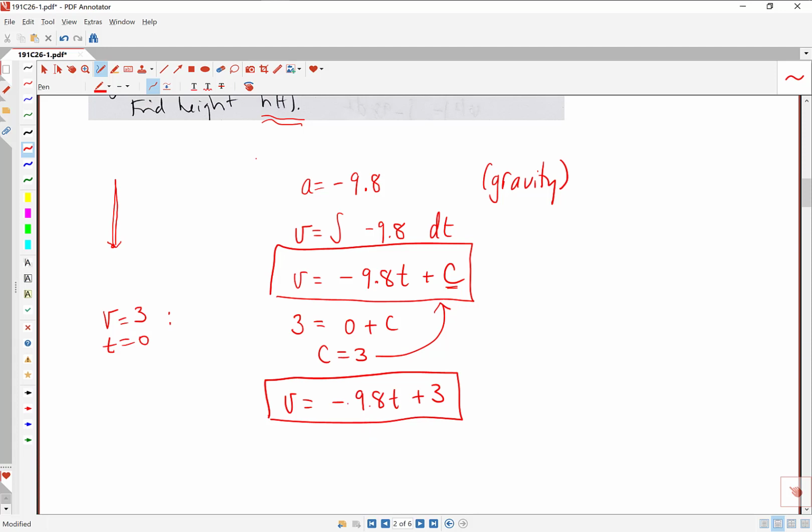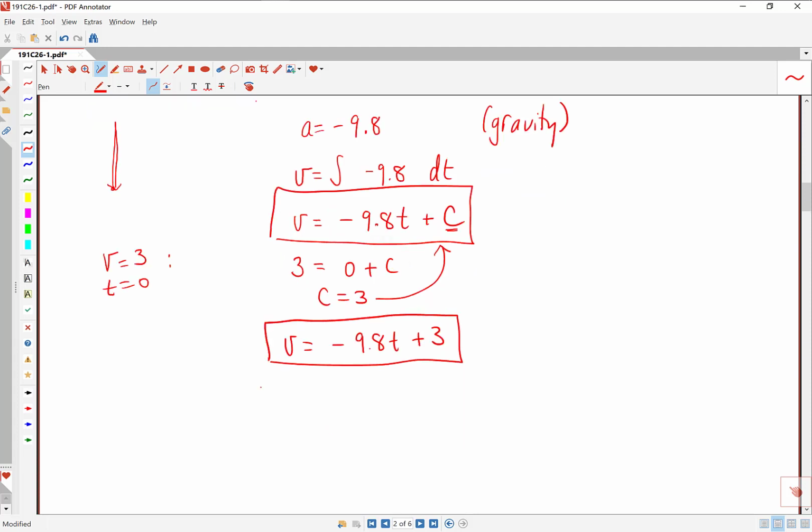And now we want to do this process of integrating one more time to try to find the height. So when you integrate velocity, you're getting position. You could call that position s, particularly if you're doing a problem in horizontal motion. But if you're doing a problem involving vertical motion, more natural to call that h. So this is going to be our height, and we're going to get that by integrating velocity with respect to time.